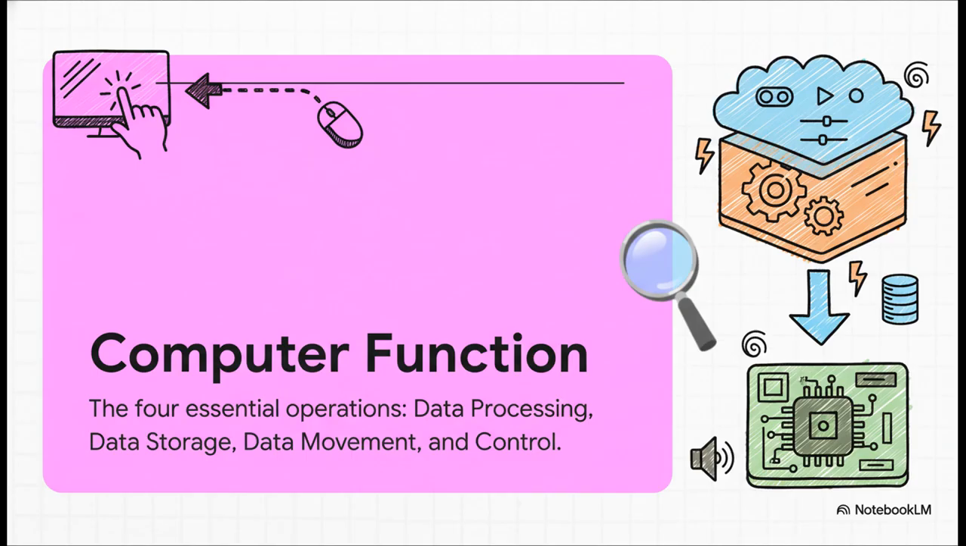It's processing data with its brain, the CPU. It's storing that data in memory. It's moving data around with things like your keyboard and screen, and it's controlling that whole process. Everything fits into one of those 4 boxes.